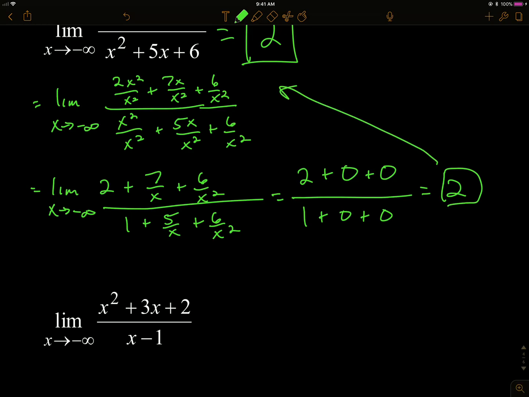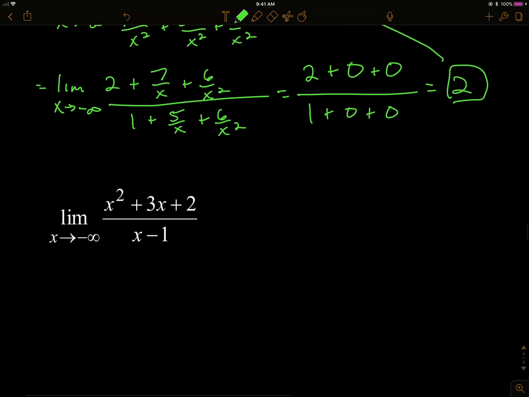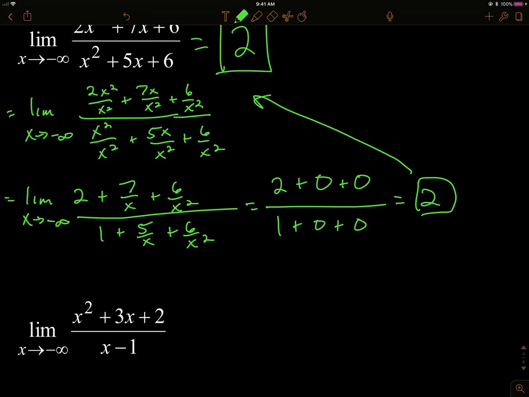So when it's a horizontal asymptote, infinity or negative infinity, nothing changes, because you're not really plugging infinity into anything in the end. You're just left with constants here.